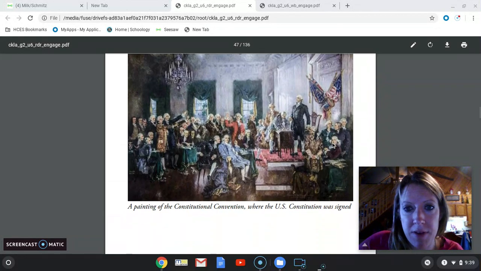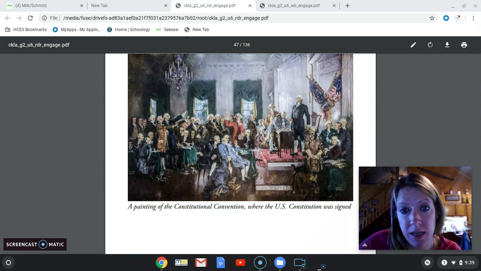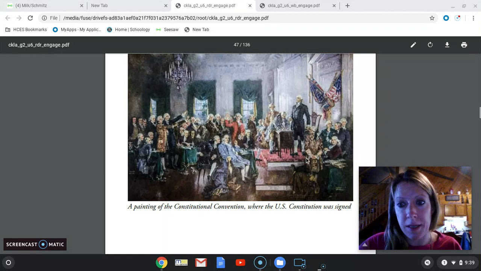And here we have a painting of the Constitutional Convention where the U.S. Constitution was signed. So all the important people, most of the important people, not all of them, were there, and they signed it.